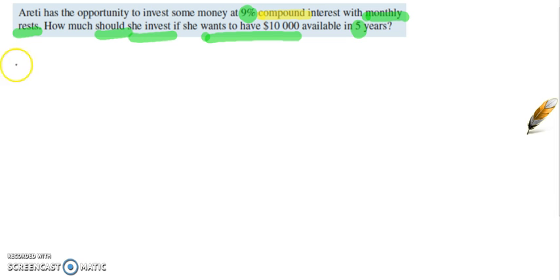Whenever we start these questions, always write down your formula. Write down the information you know. Now, this is what I was saying before. You've got to be careful with your language. So how much should she invest? Wants to have. So that's talking about the future. So if it's in the future, it's after it's earned all the interest, which means that's the amount.